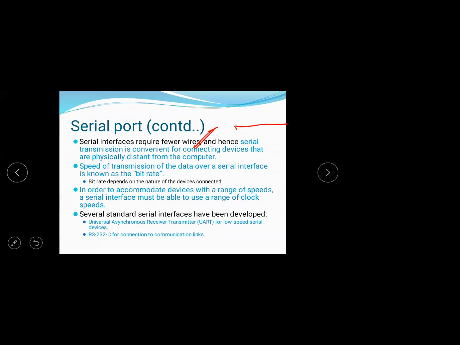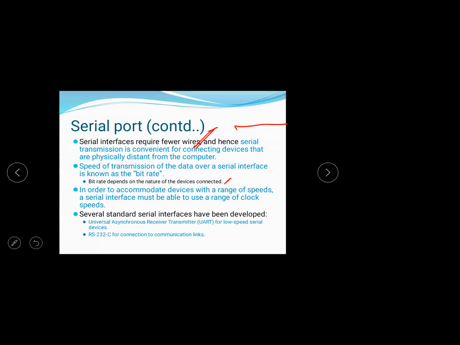The speed of transmission of data over a serial interface is known as the bit rate. Bit rate depends on the nature of the device connected, and depending on the speed of the device, the bit rate can vary. If the device is very fast, like a magnetic disk, the bit rate is very high. The number of bits transmitted per second is called the bit rate.